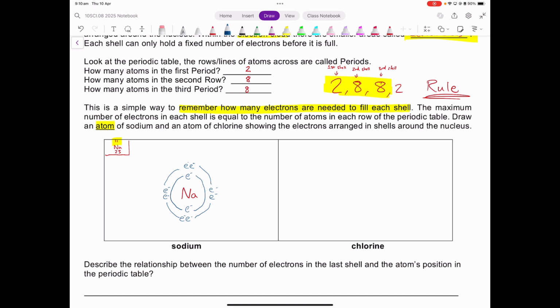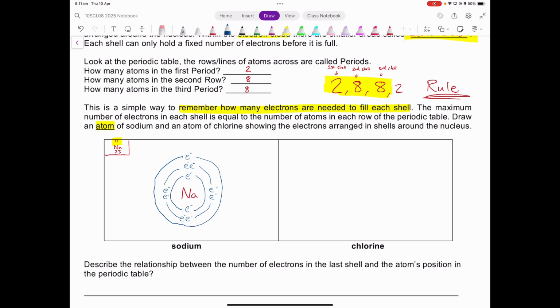So how many electrons do I have all up right now? 10. How many do I need? 11. So how many more do I need to draw? 1. And so this 1 exists all by its lonesome on the outside shell. It can look in and see all of those other electrons having a friend to hang out with, but this 1 electron is pretty lonely. It's the sad outermost electron.